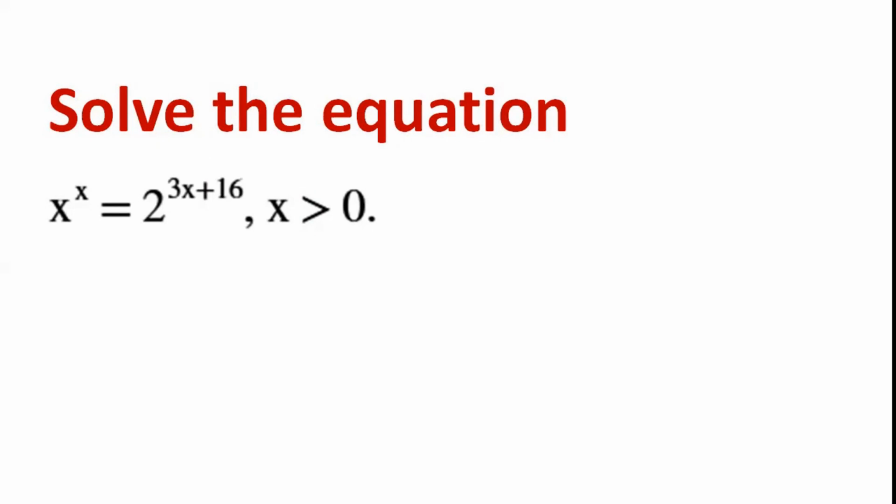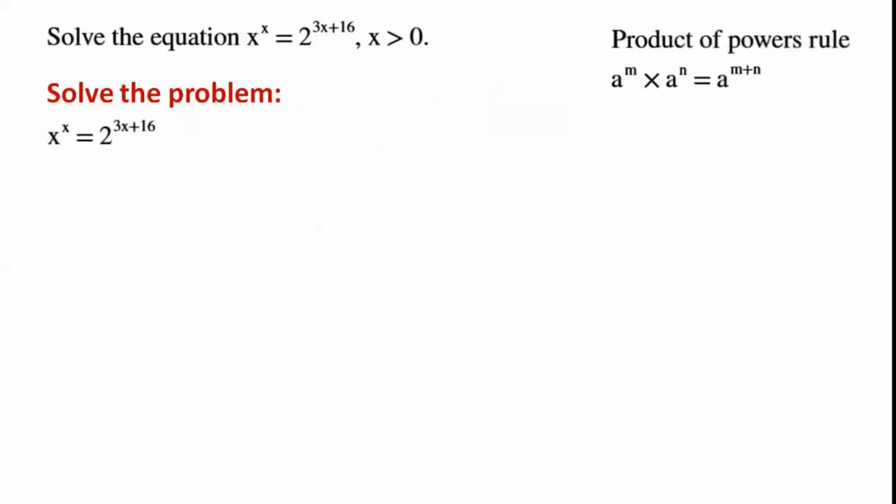Solve the equation x to the power of x equals 2 to the power of 3x plus 16. x is greater than 0. Product of powers rule: a to the power of m times a to the power of n equals a to the power of m plus n.